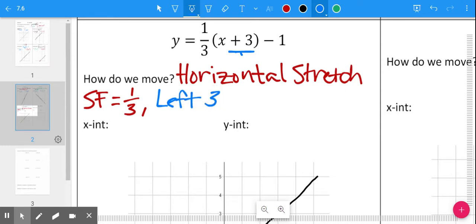So inside the parentheses affects your inputs, your x values, which are left and right. Outside the parentheses is your outputs. So it affects your y values. So we're going to go down 1 because your y-axis is up and down.